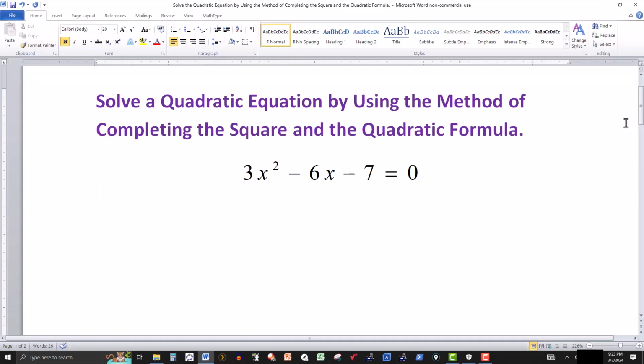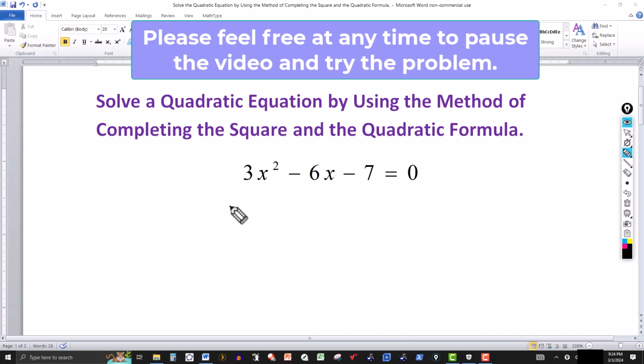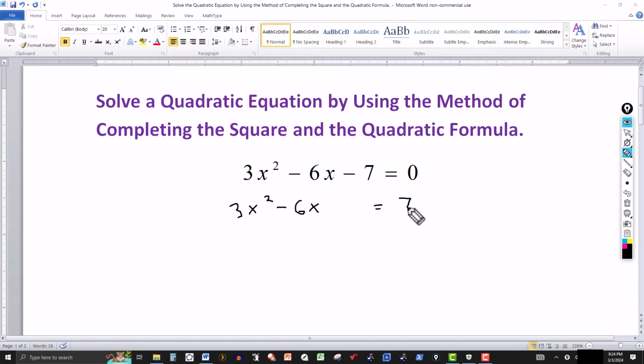In this video, we're going to solve this quadratic equation here, first by completing the square, and then by using the quadratic formula. So we'll start by bringing the constant term to the right side. So the minus 7 goes over, same thing as adding 7 to both sides. So we get this. And then it'll make it easier if we make the coefficient of the square term a 1. So let's divide everything by 3.